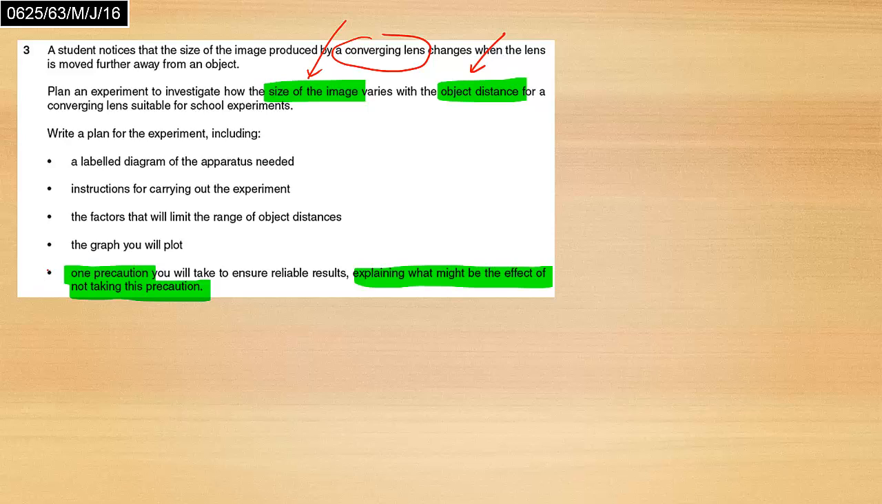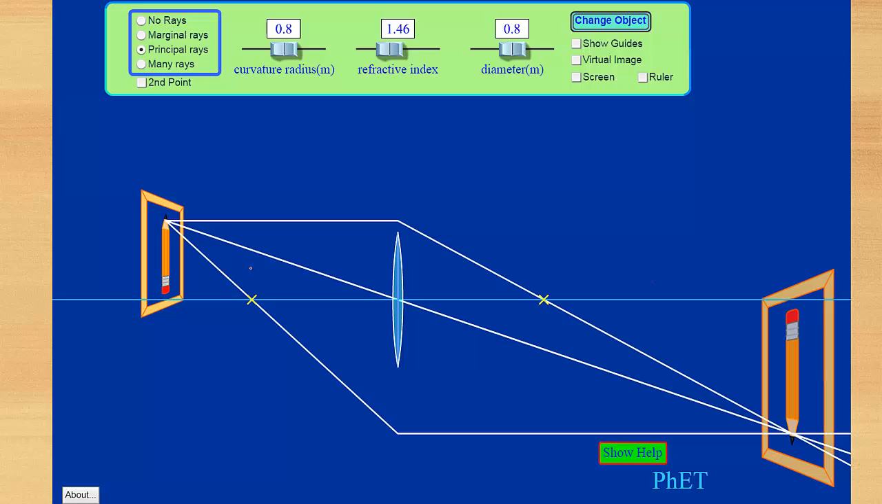One thing that I think is worth noticing is they ask you this time for the precaution, really. So it's not just me asking you, but the question requires you to write it and also explain what the effect would be if you don't take that precaution. So this is something that you must, of course, look at in the instruction and make sure you include in your answer. If you already forgot what the lens does, please make sure you revise that chapter, or maybe have a quick look at the simulation, which I put the link below.